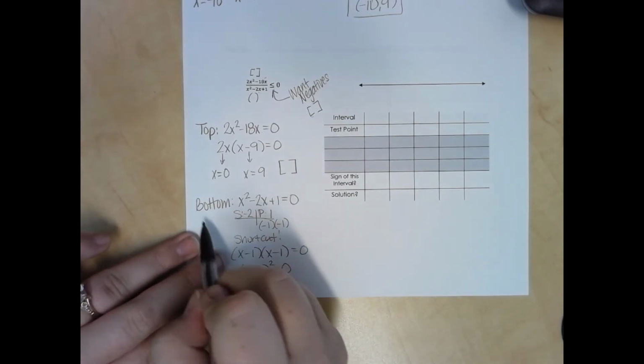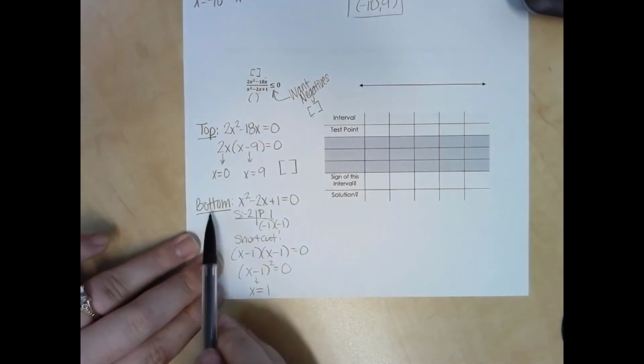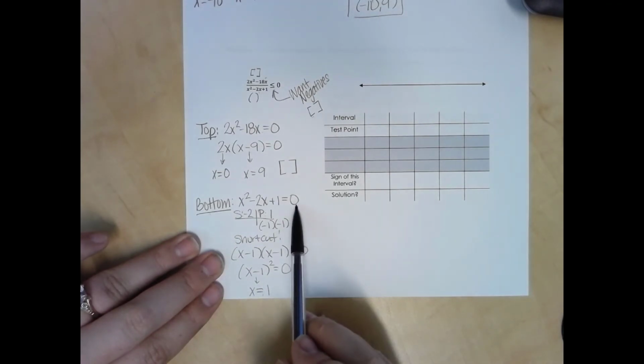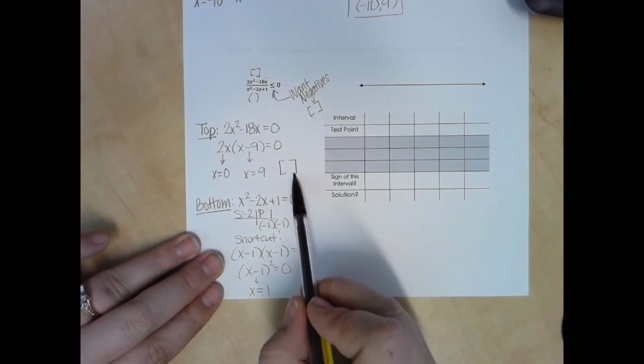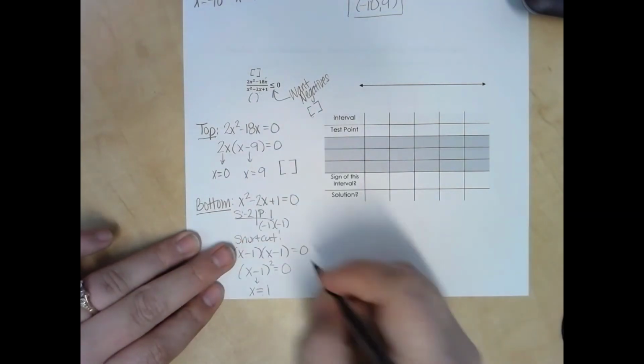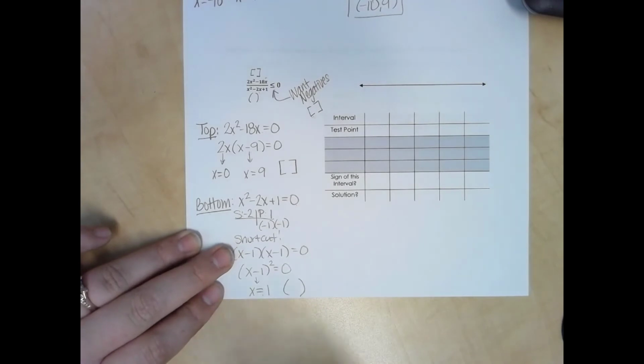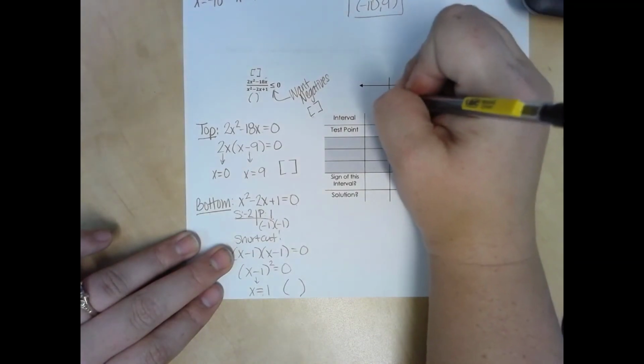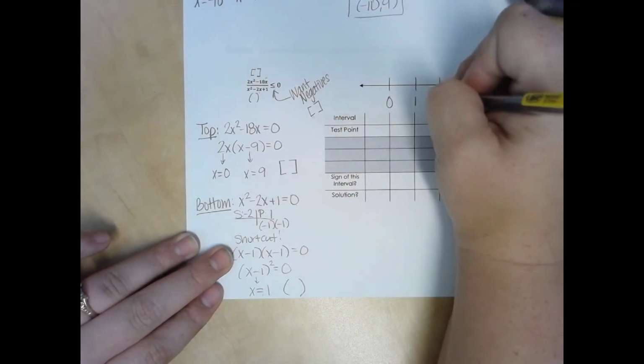And remember, it came from the bottom. If it comes from the bottom, we cannot allow x to ever equal 1 because it would cause our denominator to be 0. So instead of using brackets on the denominator, we're going to use parentheses for this one. Okay, so let's go ahead and write out our numbers. Our smallest 0 is 0, and then 1, and then 9.